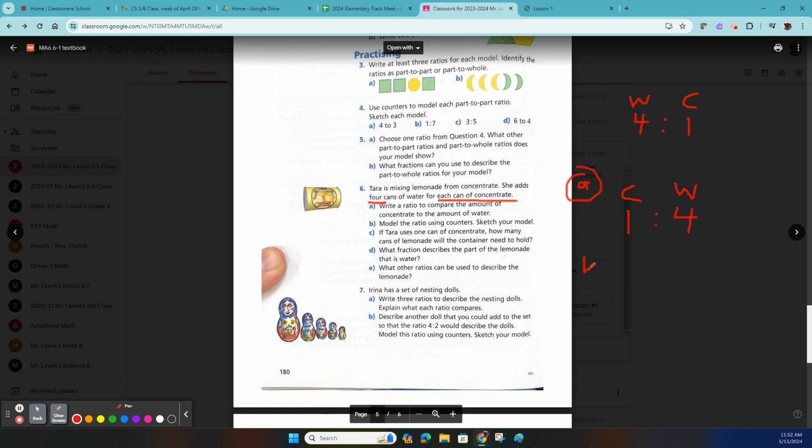B, now it says model the ratio using counters. Sketch your model. Okay, so I'll do a square for the concentrate, I'll do triangles for the water.